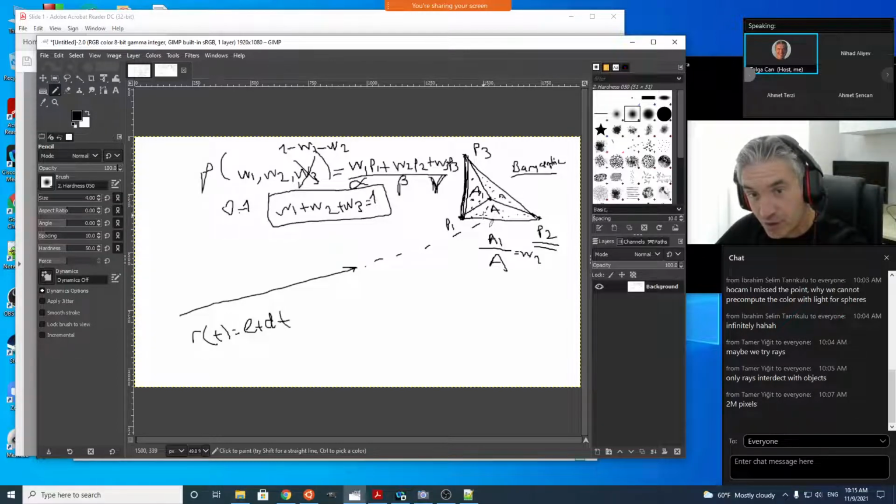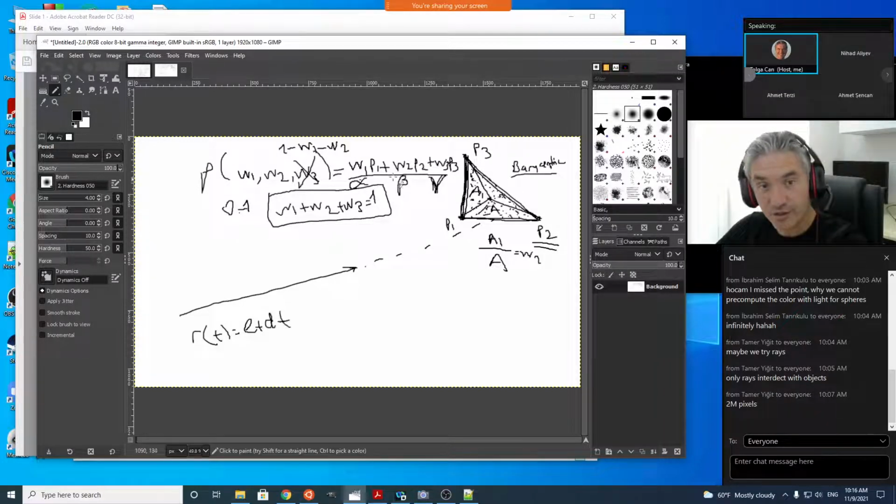As you change W1, W2, W3 between 0 and 1, if you change them to all possible numbers they can take between 0 and 1 satisfying this equation, P will give you all the infinitely many points within this triangle. So this parametric triangle equation generates the points inside the triangle.